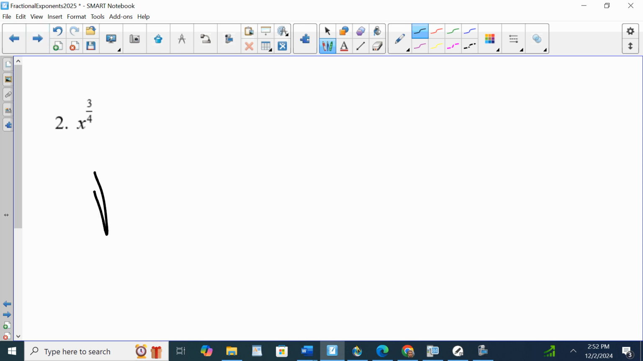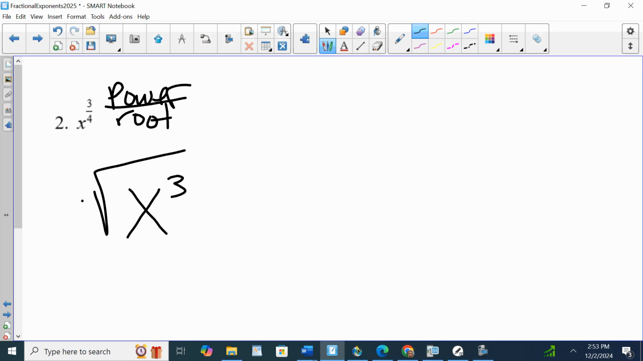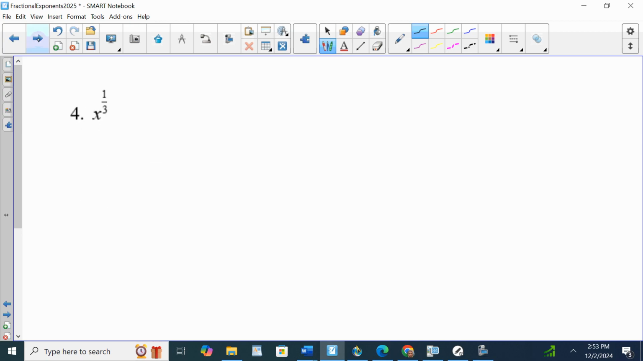Number 2, x goes inside the radical, power over the root. The power is 3, the root is 4. It's not really a twist actually. We'll see on the other end.